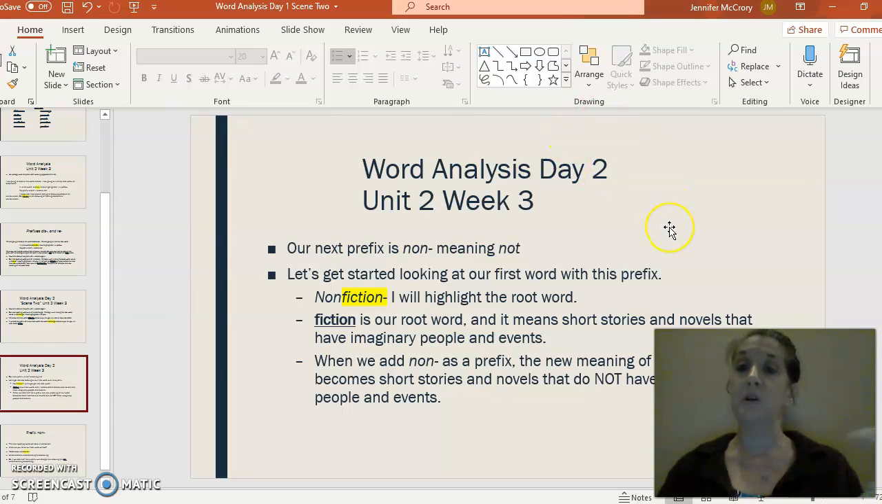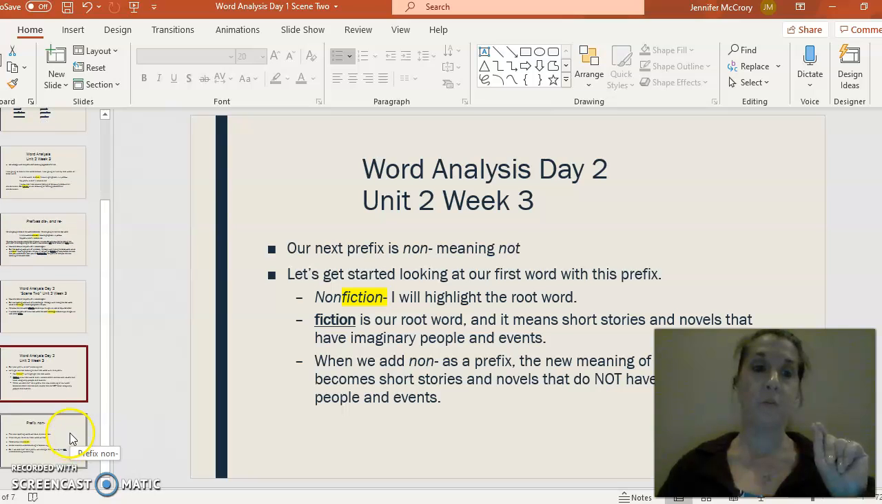So these would be your nonfiction stories, like if you were reading about ants, or if you were reading about a particular person, like a biography on George Washington or your favorite basketball player. Those would be our nonfiction books. Very good. I am so proud of you.